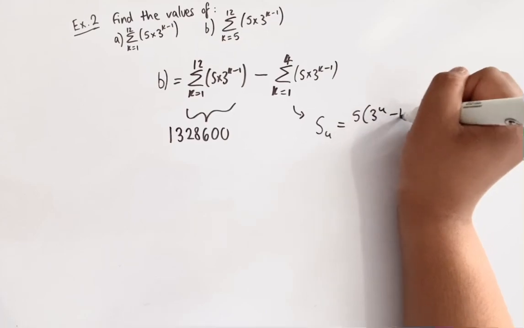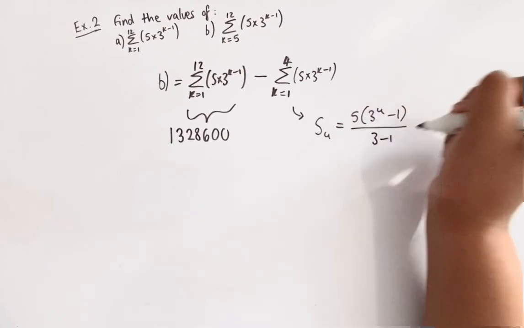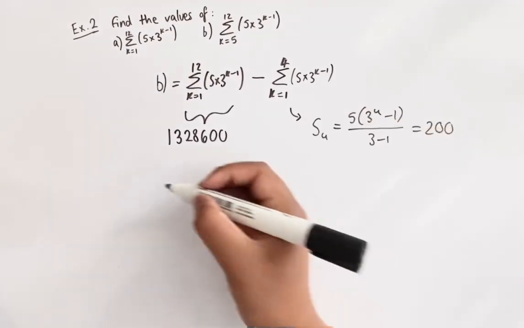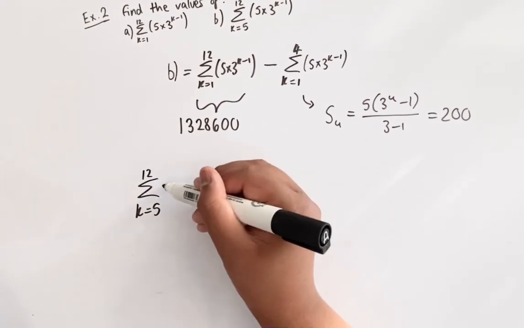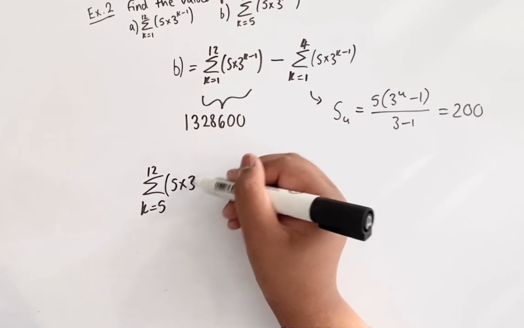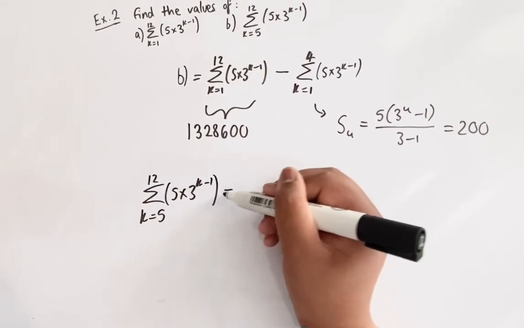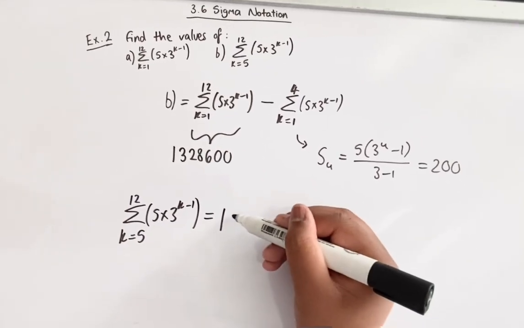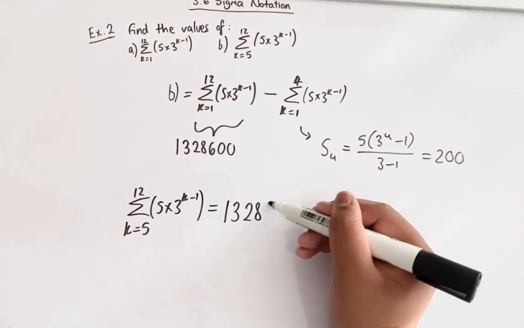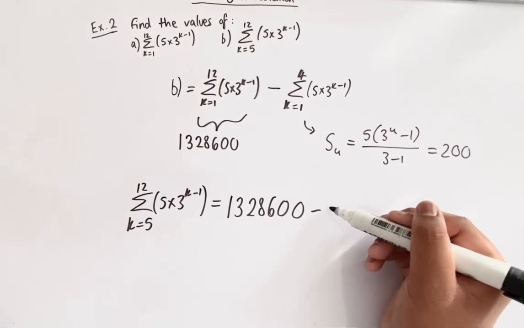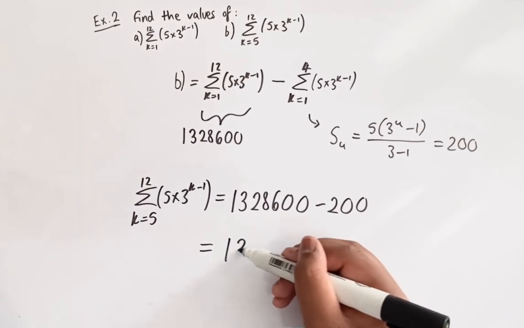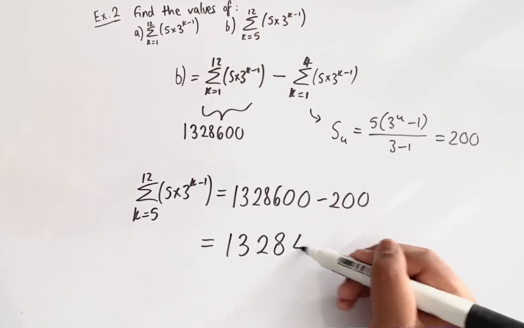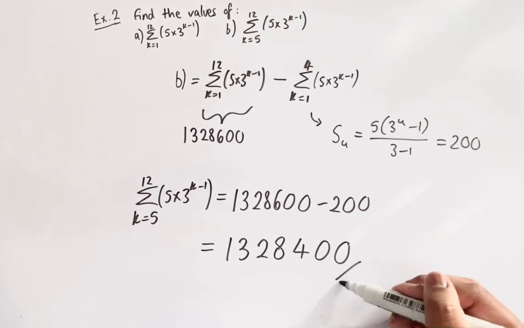But now for this, we can use the sum that we just had, S of 4 equals 5 times 3 to the 4 minus 1 over 3 minus 1, which is 200. So the sum from k equals 5 to 12 of 5 times 3 to the k minus 1 will be equal to 1,328,600 minus 200, which is 1,328,400. And that is it.